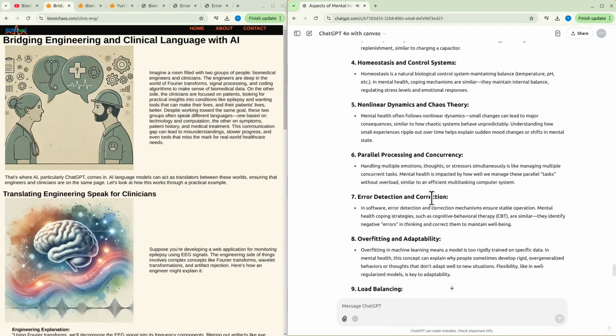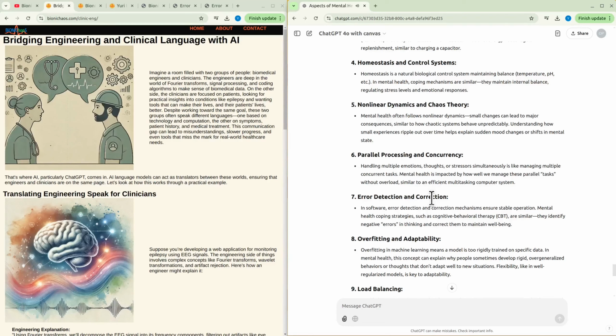5. Nonlinear dynamics and chaos theory. Mental health often follows nonlinear dynamics. Small changes can lead to major consequences, similar to how chaotic systems behave unpredictably. Understanding how small experiences ripple out over time helps explain sudden mood changes or shifts in mental state. 6. Parallel processing and concurrency. Handling multiple emotions, thoughts, or stressors simultaneously is like managing multiple concurrent tasks. Mental health is impacted by how well we manage these parallel tasks without overload, similar to an efficient multitasking computer system.